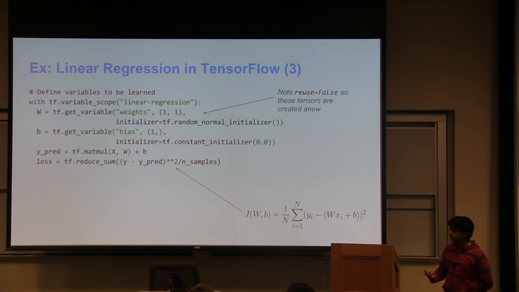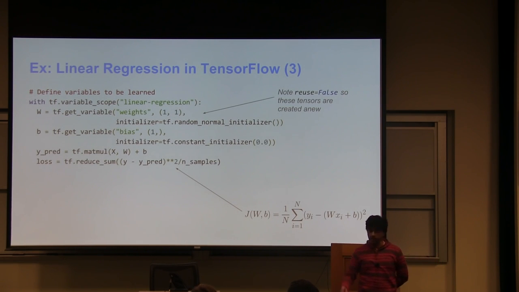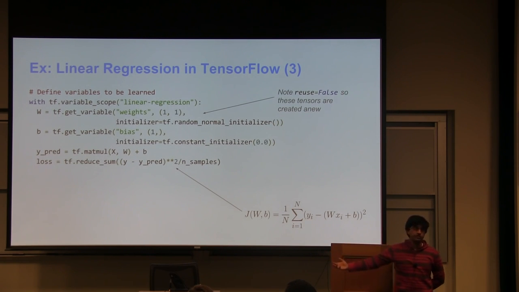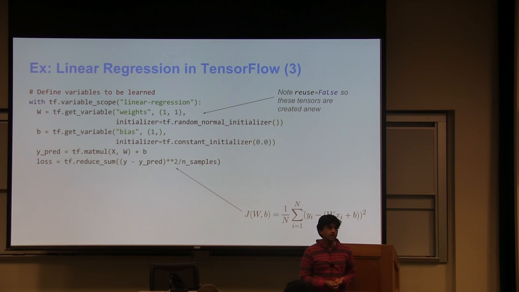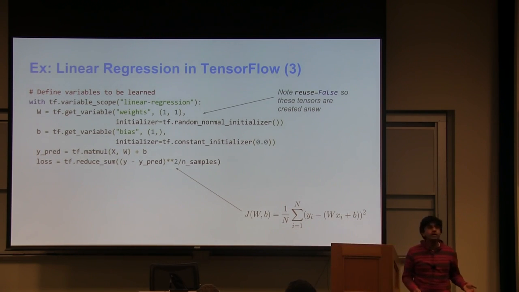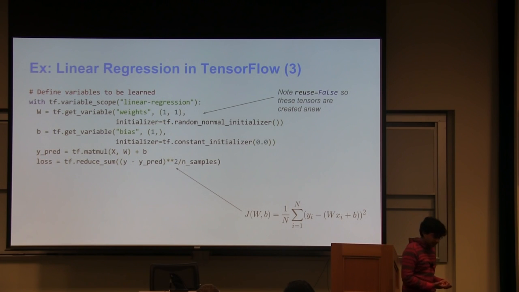When you have a deep network, you might have the fully connected variable scope, the convolutional variable scope, the recurrent variable scope. In this case, it's a very simple variable scope that is just a linear regression variable scope. We make two variables, weights and a bias. Since this is a very easy one-dimensional example, the shape is just 1 by 1 for w, and just 1 for the bias. So these are both one-dimensional variables.